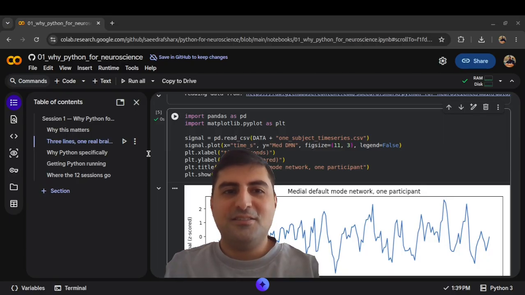Hi, there are 12 of these, around 10 to 20 minutes each, and by the last one, we download real brain imaging data, build a network out of it, and test an actual hypothesis about how brains change between childhood and adulthood. One honest thing before we start.